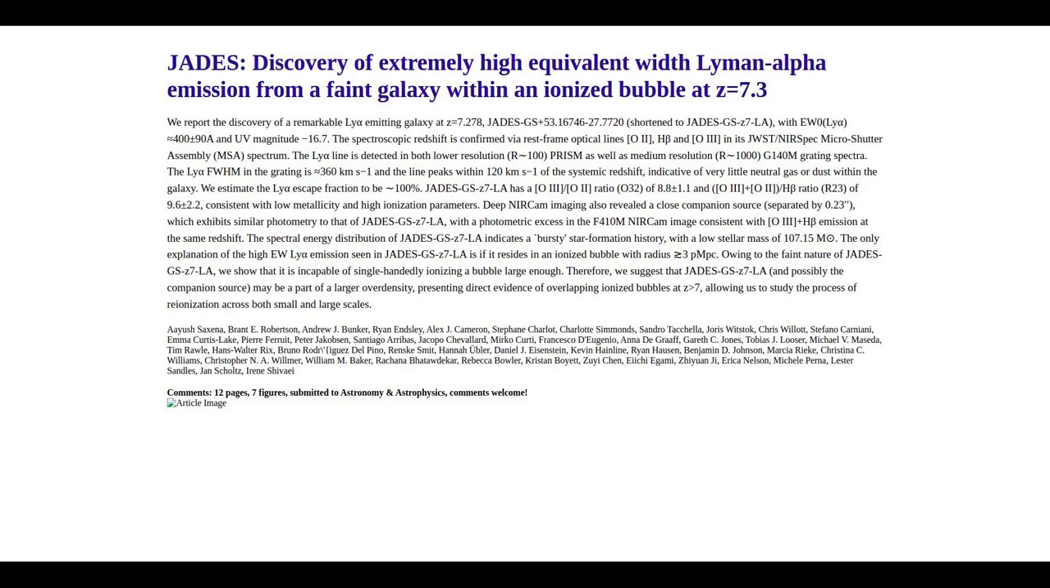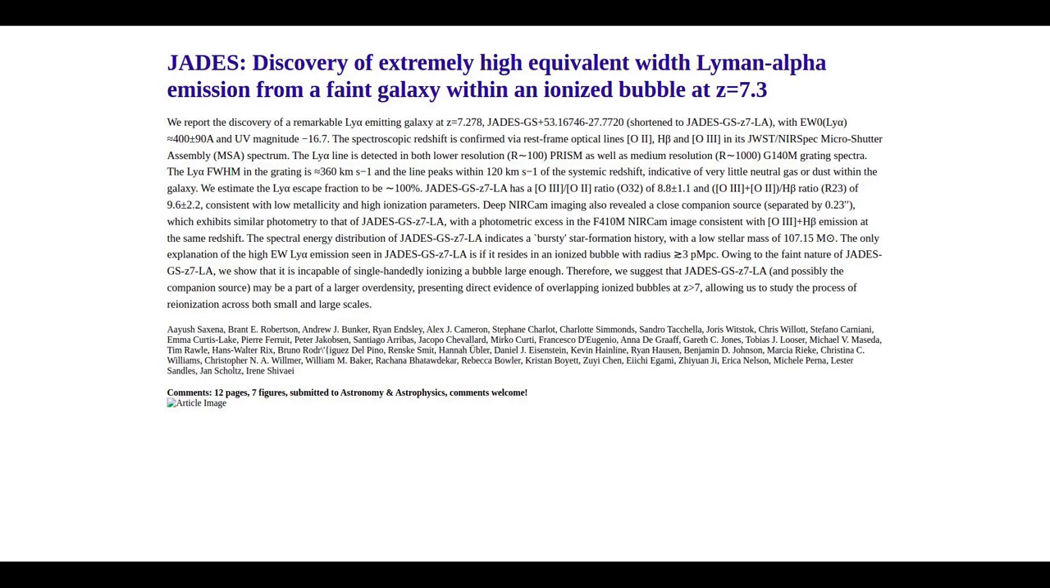Next article. JADES discovery of extremely high equivalent width Lyman alpha emission from a faint galaxy within an ionized bubble at z=7.3. We report the discovery of a remarkable Lyman-alpha emitting galaxy at z equal to 7.278, JADES-GS 53.16746, -27.7720, with a UV magnitude of -16.7.